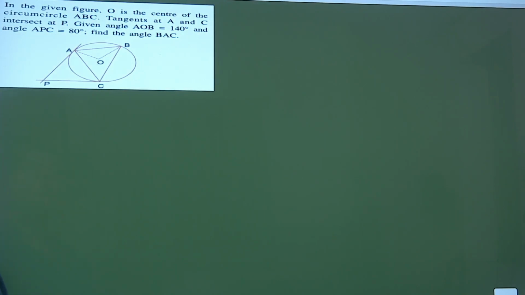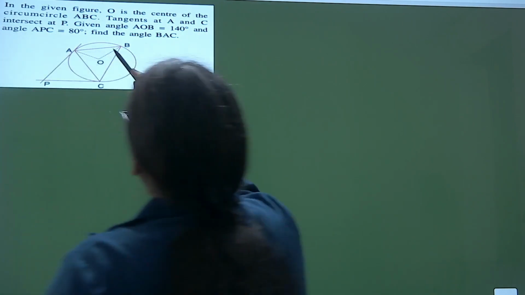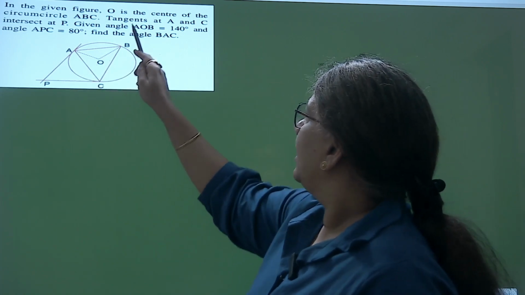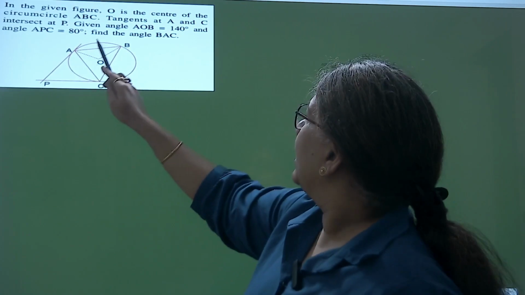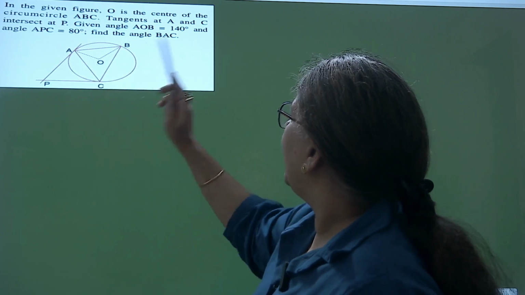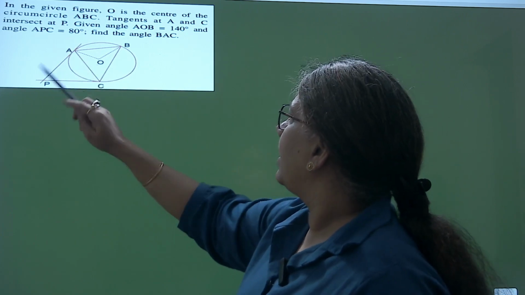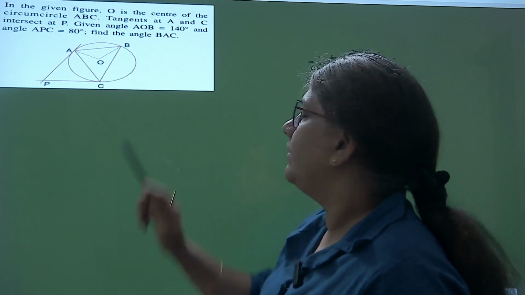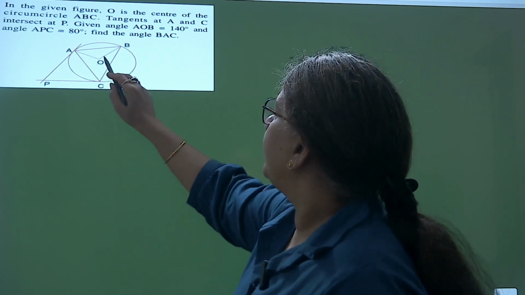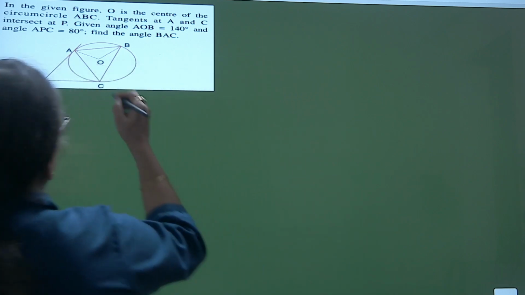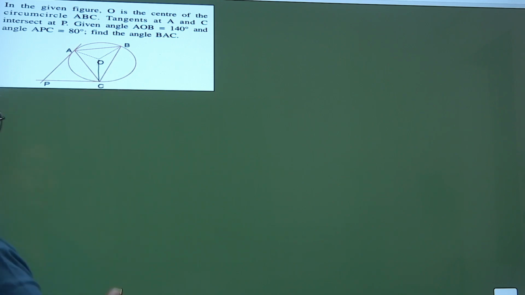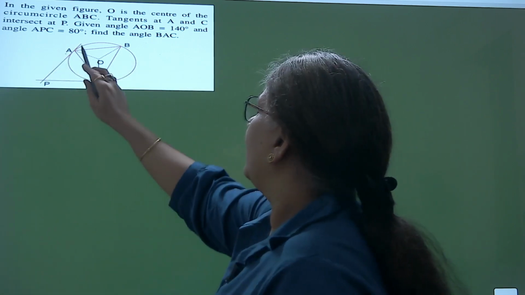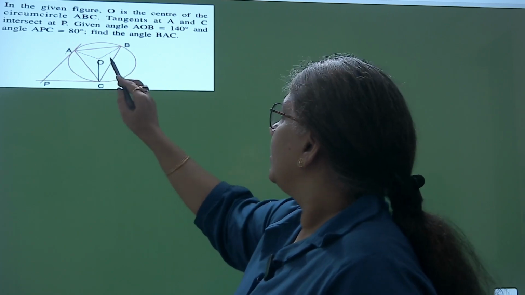Let's see this question. In the given figure, O is the center of the circumcircle ABC. Tangents at A and C intersect at point P. Given angle AOB is 140 and angle APC, that is this angle, is 80. Find the angle BAC. So let's begin first by joining OC. If we join O to C, we get a quadrilateral APCO. So now we can begin solving the question.